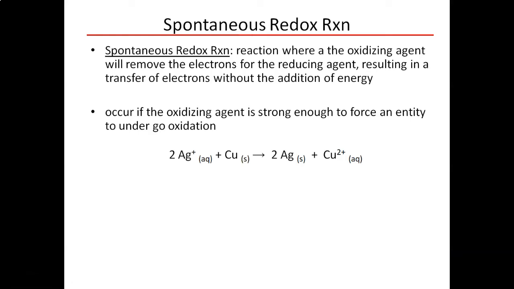Now, a spontaneous redox reaction can occur if my oxidizing agent is strong enough to remove electrons from the reducing agent. So because my proton in my above reaction was a strong enough oxidizing agent, it was able to take electrons from the magnesium. Okay, so let's take a look at the reaction between silver ion and copper.